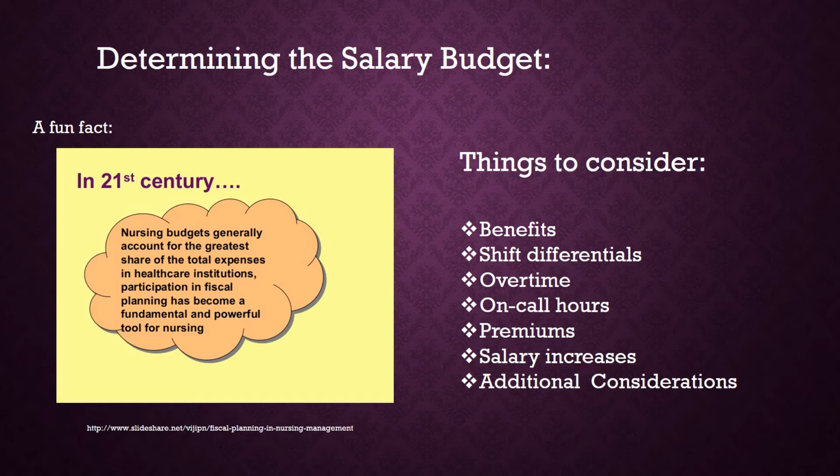Determining the salary budget. As the title suggests, a salary budget attempts to anticipate the amount that will be needed to pay the company's personnel and staff. Among the things that need to be considered in this are benefits to employees, differences in shift, overtime, on-call hours, premiums, salary increases, and additional considerations.